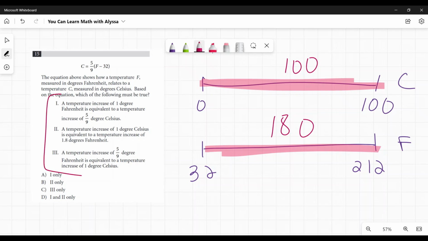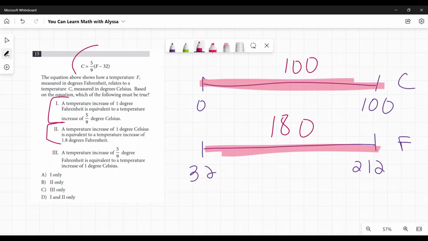Well, what are our 3 options here? A temperature increase of 1 degree Fahrenheit is equivalent to a temperature increase of 5/9 of a degree of Celsius. That seems like that might be logical, right? Fahrenheit's increasing by 1 whole degree. Celsius is increasing by only 5/9. So okay, that's a possibility. Number 2, a temperature increase of 1 degree Celsius is equivalent to a temperature increase of 1.8 degrees in Fahrenheit. Well, is that saying the same thing as number 1? It's saying again that if the Celsius is increasing by just a little, then the Fahrenheit is increasing by more.